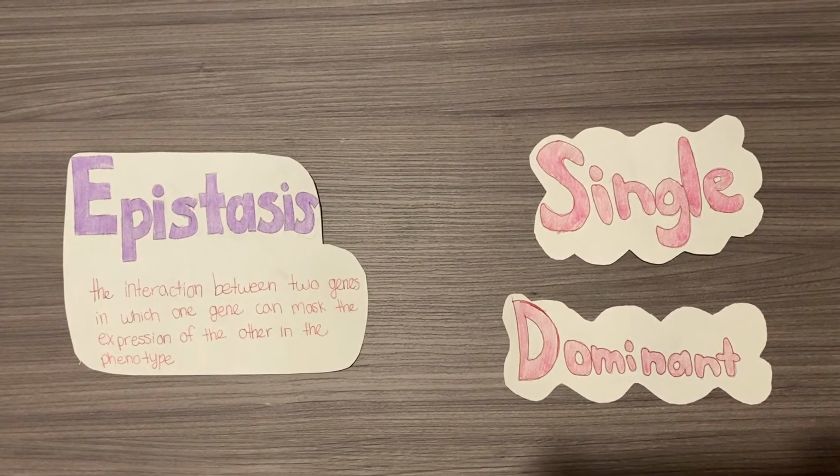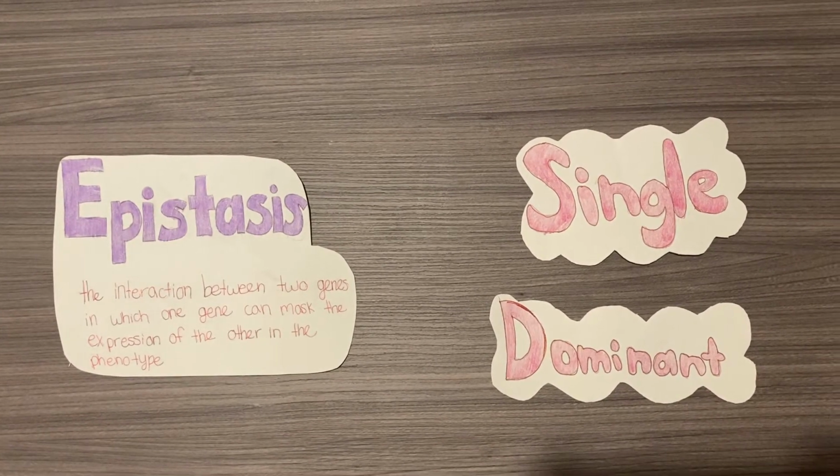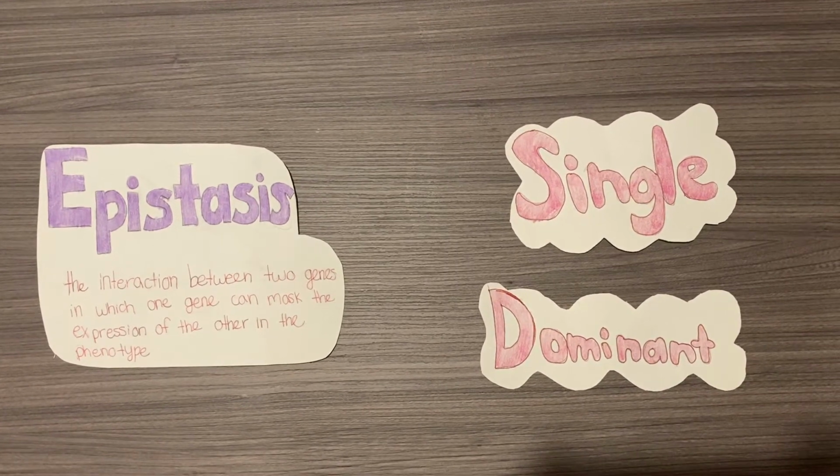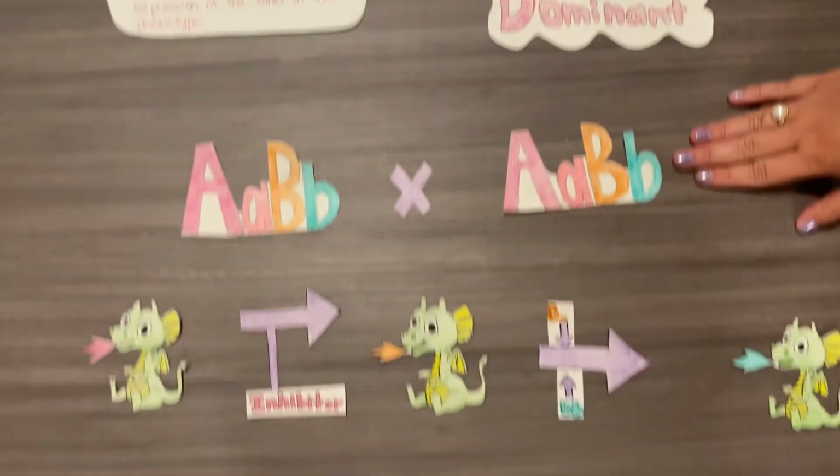So epistasis is the interaction between two genes in which one gene can mask the expression of the other in the phenotype. And the phenotype is just how we physically see something. So these are the parents that we're going to be using.